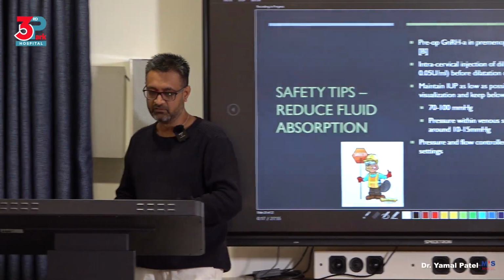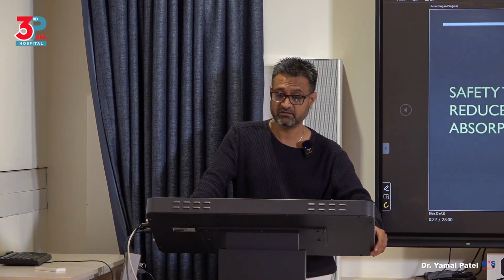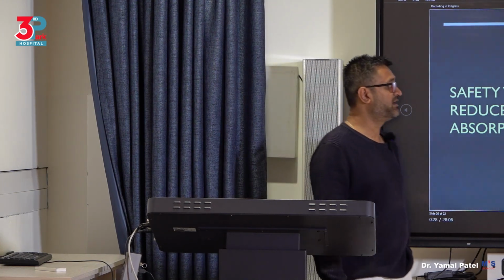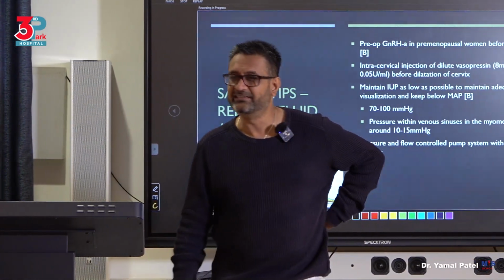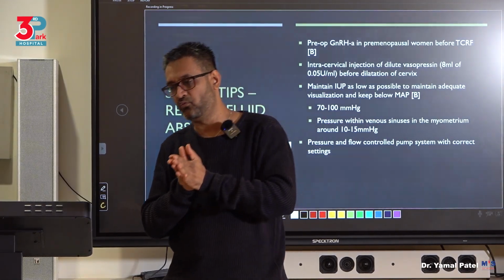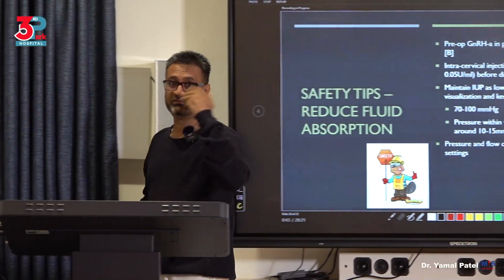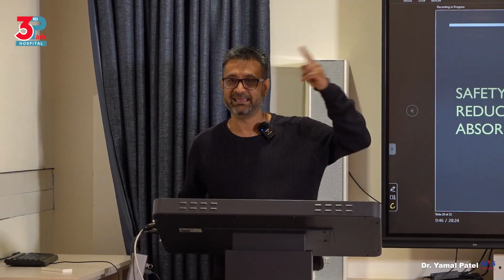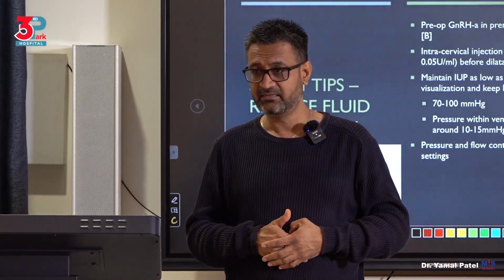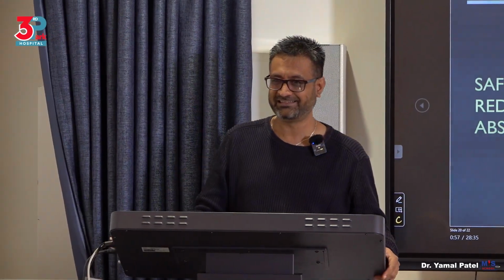Good. So, safety tips to reduce fluid absorption. One: pre-op GnRH analogs in premenopausal women before TCRF, which stands for transcervical resection of a fibroid. So it's hysteroscopic myomectomy. Before hysteroscopic myomectomy of a type 1 or type 0 fibroid, you would give this patient something to thin the lining, or you plan it in the first half of the cycle when the lining is thin. You can't do myomectomy when the lining is very thick. You'll not see the fibroid.